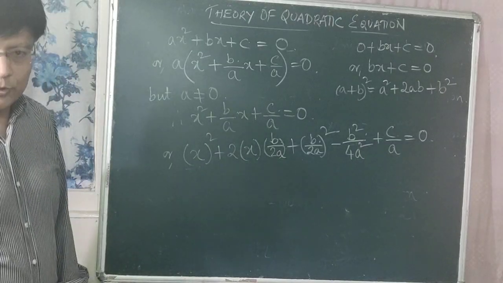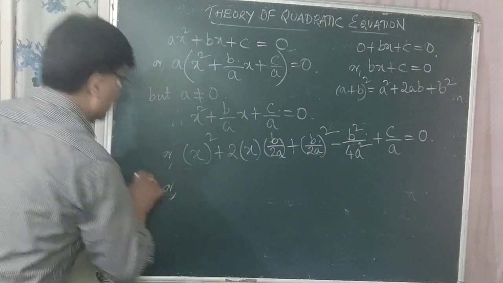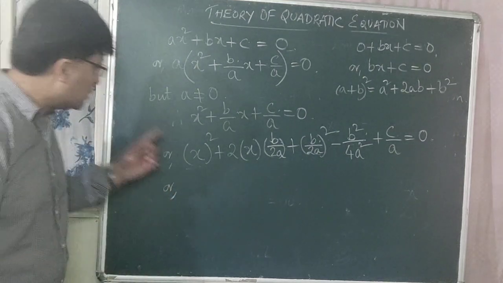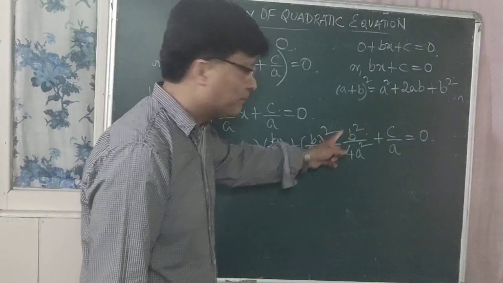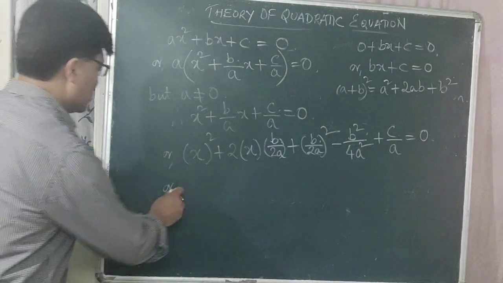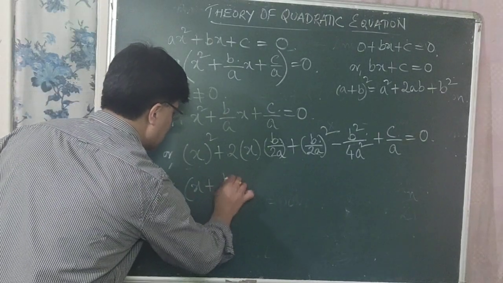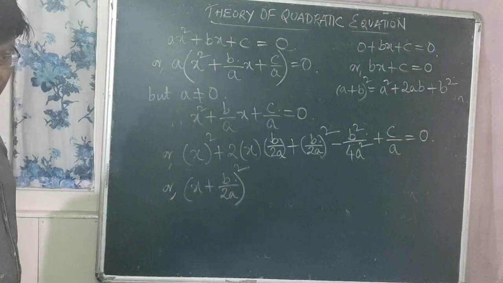So, is that clear to all of you? Now this is the form a square plus 2ab plus b whole square. So, what is this formula? a plus b whole square. You know that, isn't it? So, what is a here? x plus b by 2a whole square.